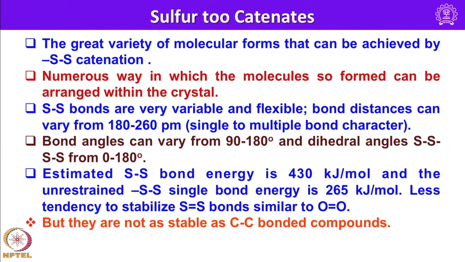Bond angles can also vary from 90 to 180. That is another interesting feature. Not only the bond angles, even dihedral angles can vary from 0 to 180, and the estimated S-S bond energy is 430 kilojoules per mole, and the unrestrained S-S single bond energy is 265 kilojoules per mole. So, less tendency to stabilize the S-S bond, similar to the O-O bond, but they are not as stable as carbon-carbon bonded compounds. Nevertheless, it shows moderately stable catenated compounds.